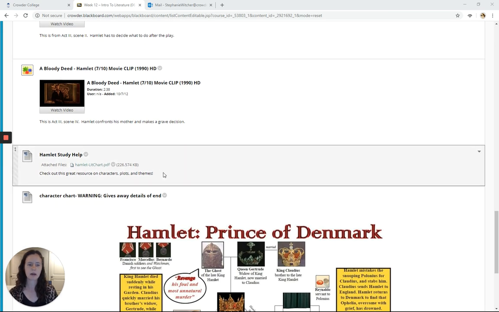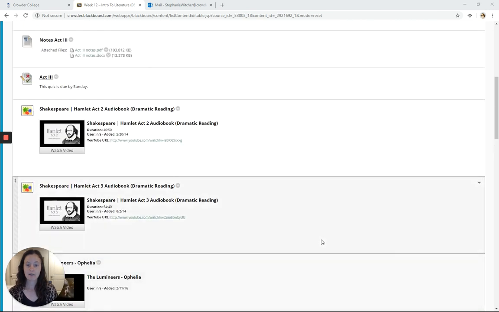I've also included a couple of helps for you, just some online stuff. There's a chart on characters and plots to help you follow all the threads. Also right down here is a character chart. I will warn you though, it does give away the ending. So if you don't want to look at that yet, just know it's there, and you're welcome to come back and look at it. But if you're struggling to understand who all these characters are and how they're related to each other, maybe that will help you. So that's what I have for you.